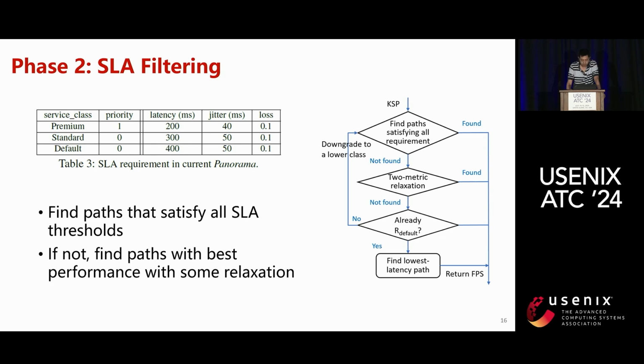Basically, we have a very simple algorithm. The principal idea is to try to find paths that satisfy all SLA thresholds. If not, try to find the best performing one with some reduction. Again, we don't give the details here.